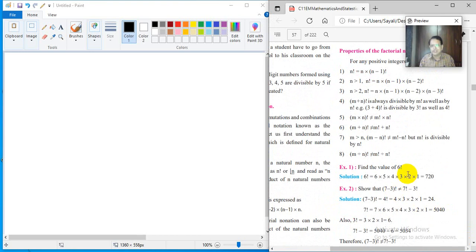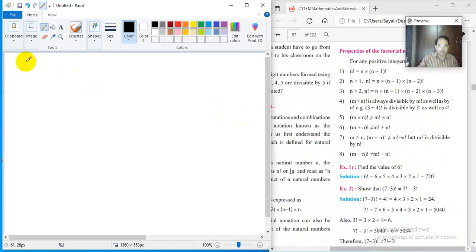See, find the value of 6 factorial. This is very simple. Show that. Now here, see what is asked by them. Show that. What they want us to show. Show that (7 minus 3) factorial is not equal to 7 factorial minus 3 factorial. I think you can do this, very simple.